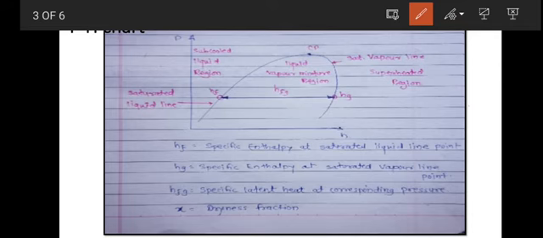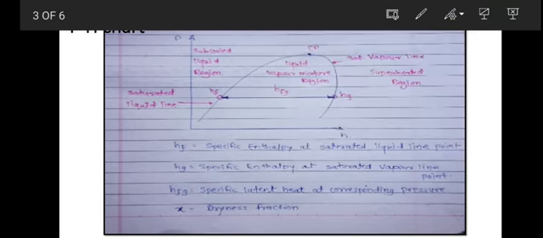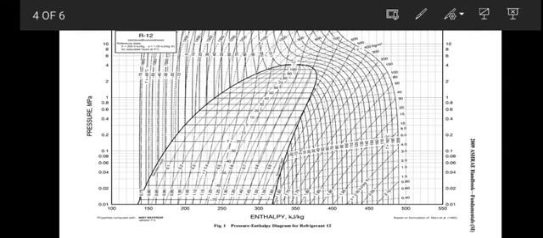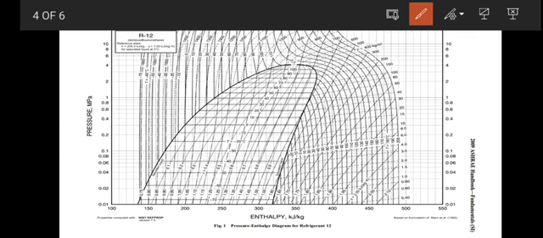Now we'll see the regular ph chart. We have the representation of R12, that means dichlorodifluoromethane. This is the generalized ph chart of this refrigerant. As stated earlier, on the y-axis we have the specific enthalpy, which is in kilojoule per kg, and pressure is available in megapascal. Correspondingly we have the horizontal pressure lines.